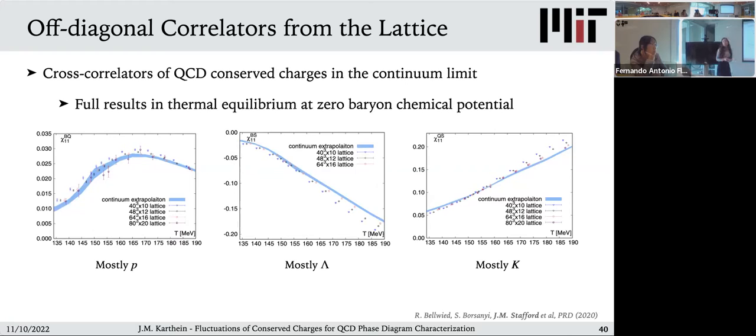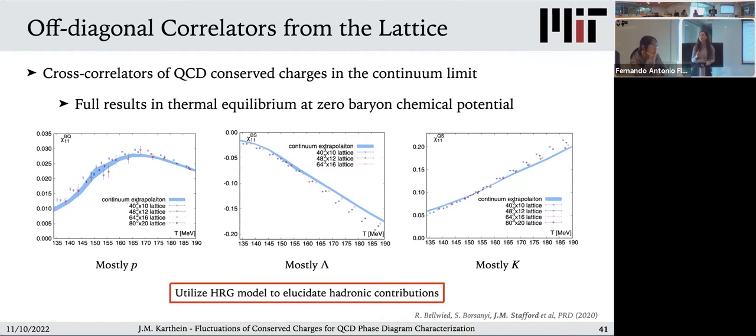So what we did in this analysis was to, again, compare Lattice QCD data to the Hadron Resonance Gas model. And that allows us to see what's the full conserved charge correlator that I get from the lattice, which is going to tell me about the strongly interacting matter from first principles. And we have different conserved charge correlators: for example, baryon-charge, baryon-strangeness, and charge-strangeness. And these would be continuum extrapolated results, again, at mu equals 0. And now we can use the HRG model to figure out what hadrons are actually contributing to each of these correlators from the lattice.